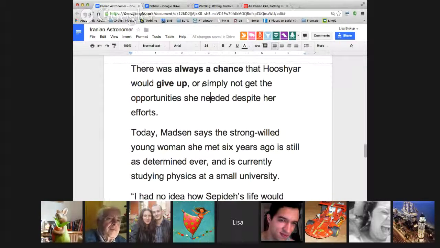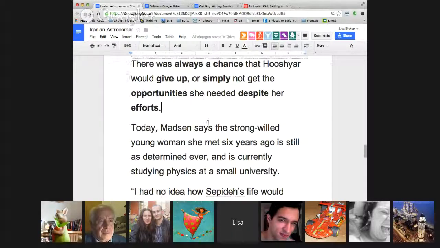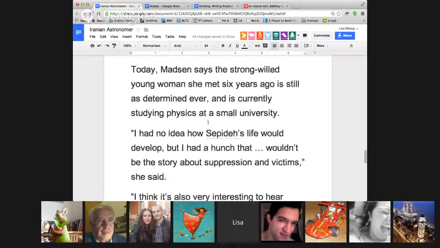Or she simply wouldn't get what she needed in terms of opportunities, even though, so again, the word despite, even though she was putting in a lot of effort. So she was doing everything she could, but maybe it would be beyond her control to get the opportunities that would help her learn the things she wanted to learn.